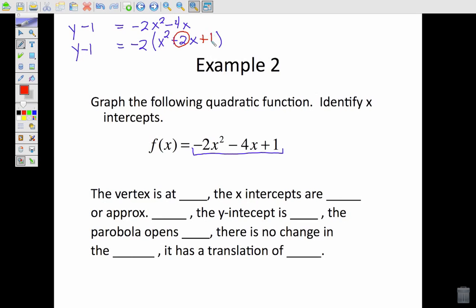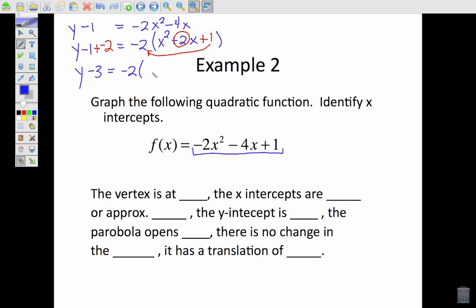1 times 1 is 1. I'm adding 1 to the inside. If I want to keep my equation balanced, I have to add 1 times -2 to the other side. So I'm adding a -2. Trying to balance the equation, I've changed the right side, you change the left side along with it.